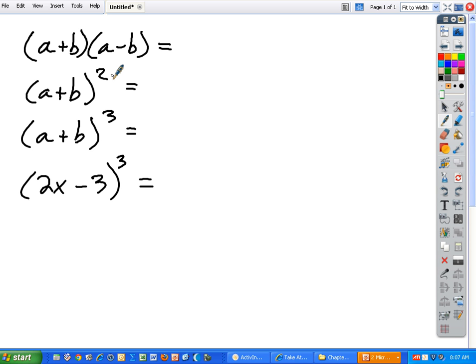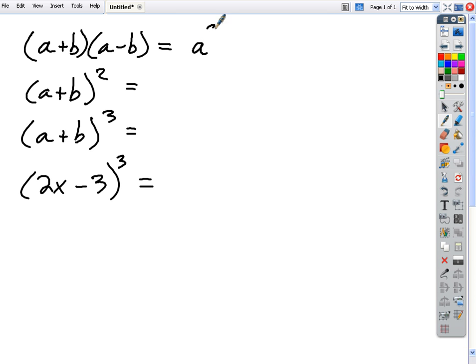What's this top one equal to? If we take the product of two conjugates like this, what do we get back? A squared minus b squared. Good. And that's just the reverse of that factoring pattern that we looked at in chapter 5. Difference of two squares factors into the conjugates, right?